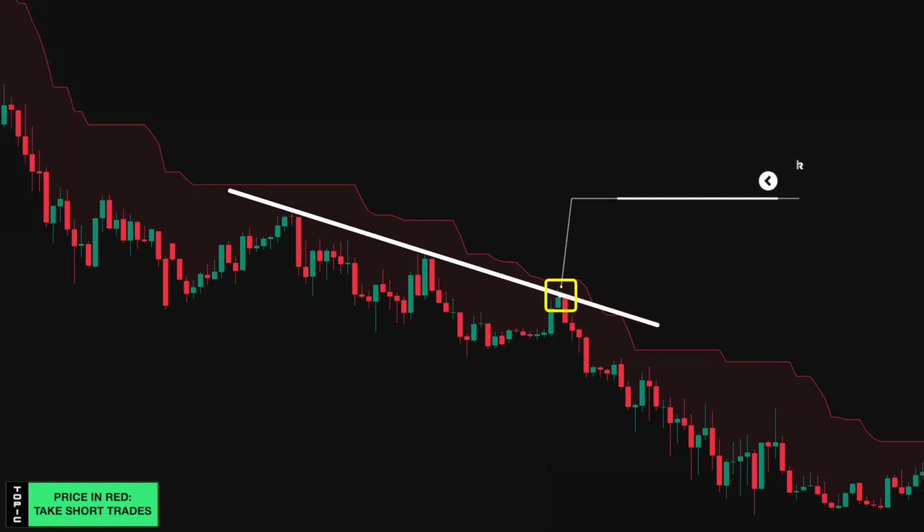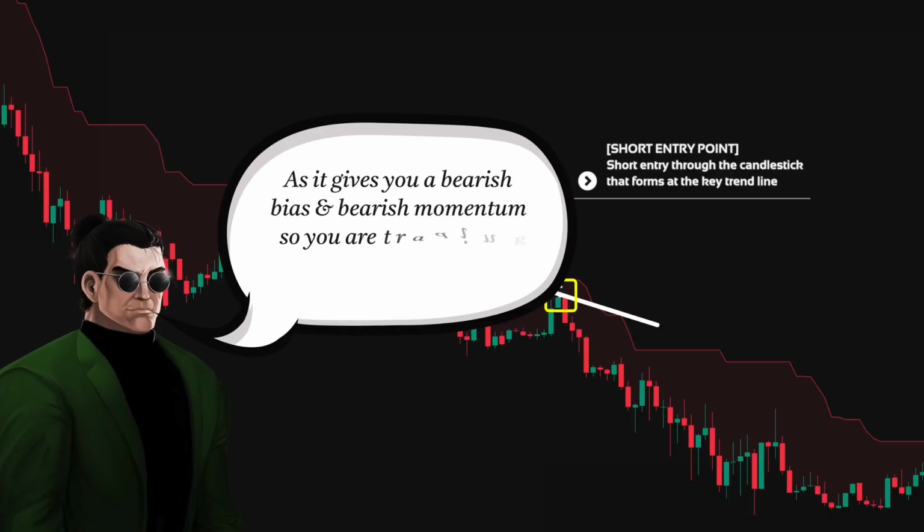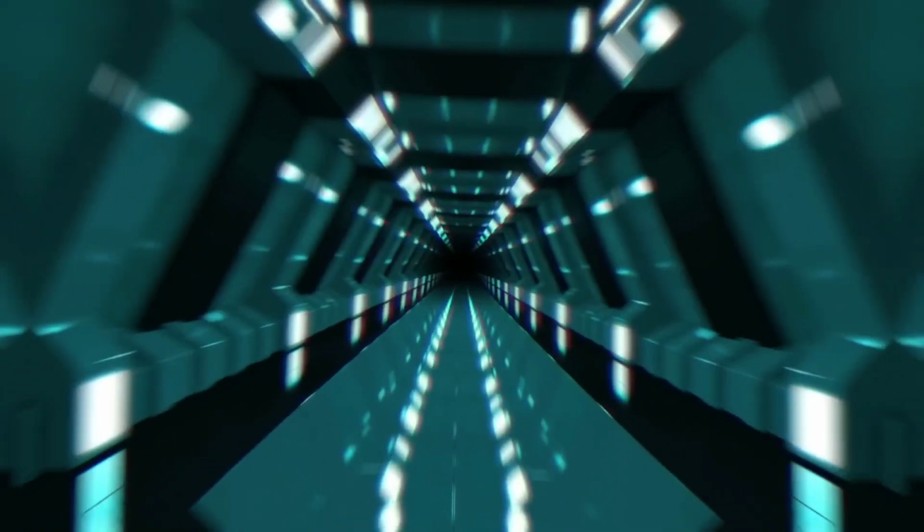Short trade setup here. Again, you are only looking for short trade setups while in the red of the super trend indicator, as it gives you a bearish bias and bearish momentum, so you are trading with a short advantage. Moving on to the next strategy.